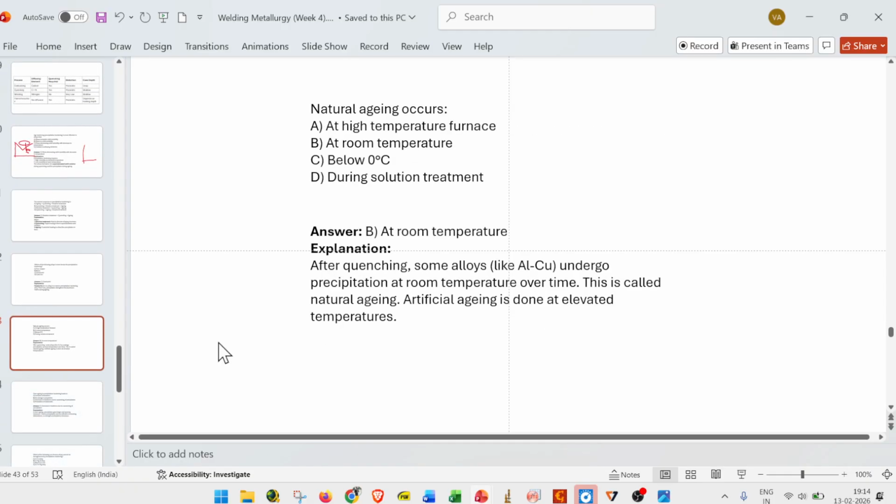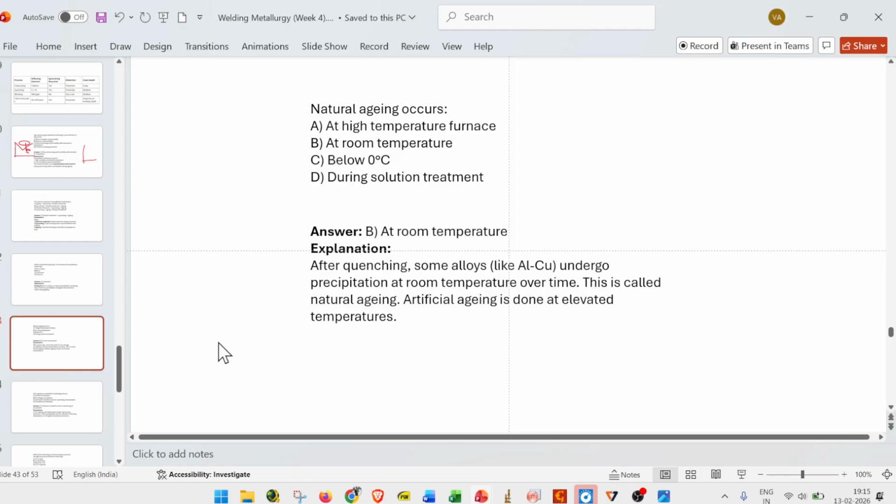So next, natural aging occurs at which temperature? At higher temperature, furnace, room temperature, or below 0 degrees? Natural aging means, after quenching from the solution treatment, some alloys like aluminum-copper undergo precipitation at room temperature over time. Okay. This is called natural aging.